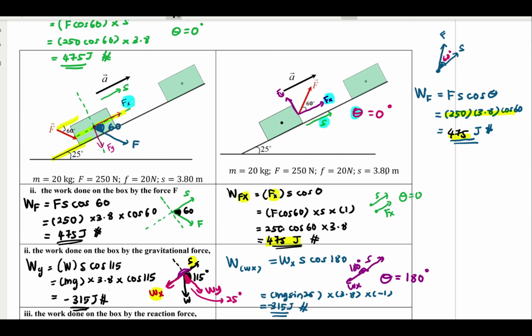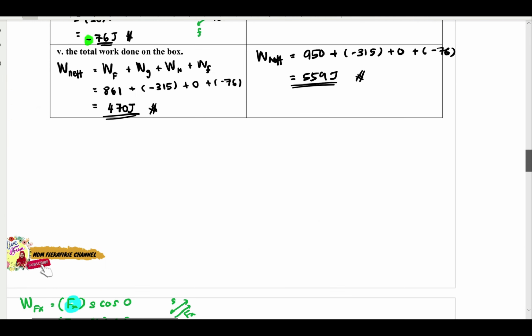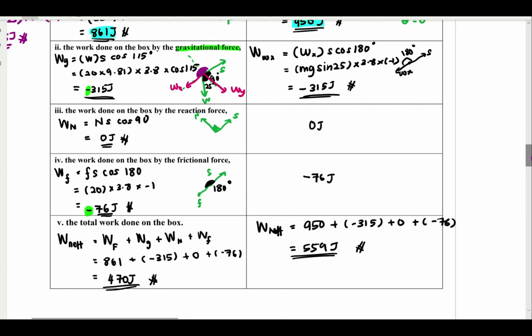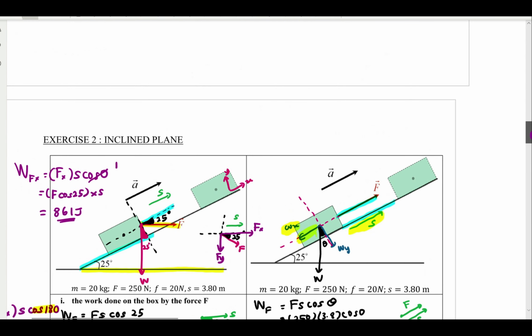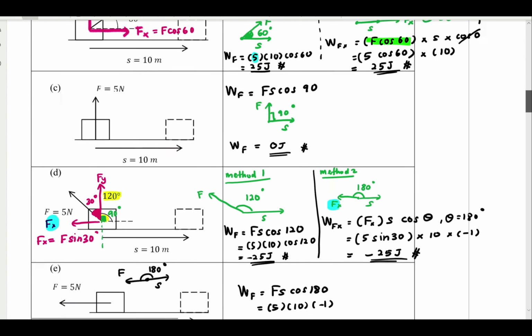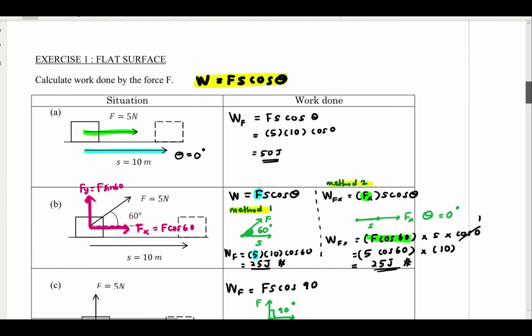Okay, so I think I will stop here, okay, for this video, how to calculate the work done, okay, for the example that involve inclined plane, and also for the work done by the force F that involve flat surface.